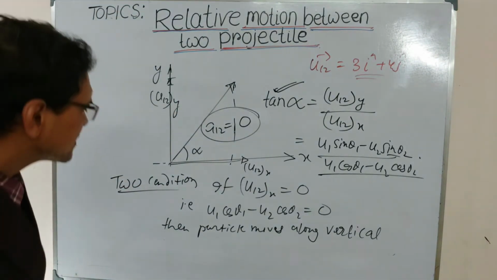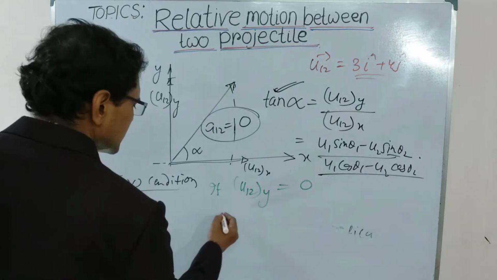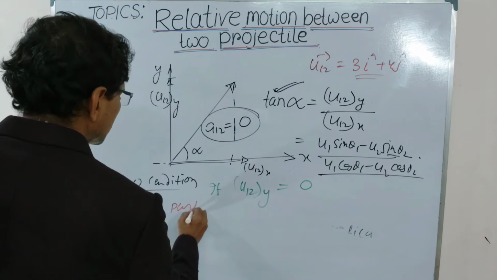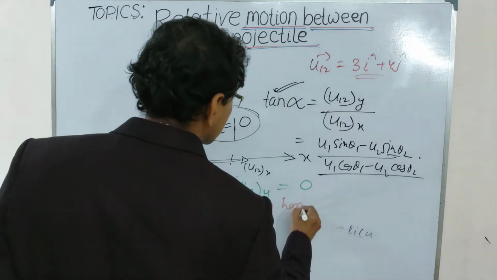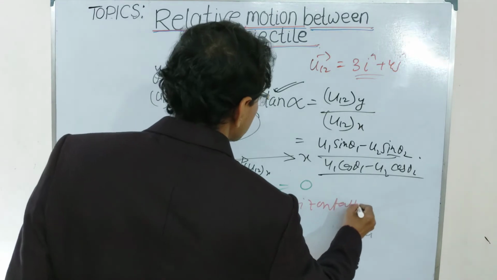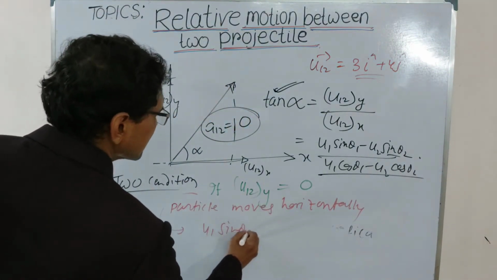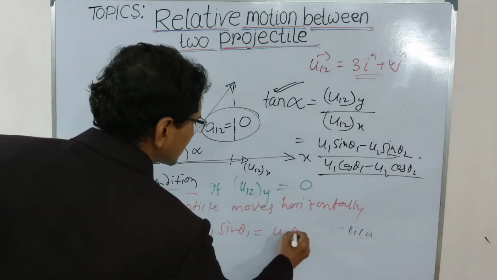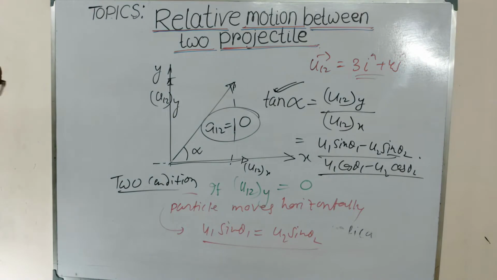Now another condition: if u12y equal to 0, then the particle moves horizontally. The condition is that u1 sin θ1 equal to u2 sin θ2. If this condition is satisfied, then the particle moves along the x-axis.